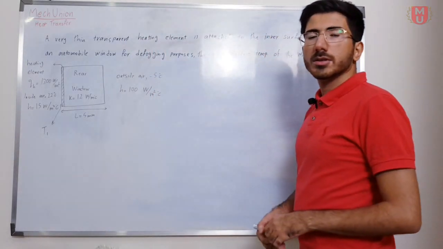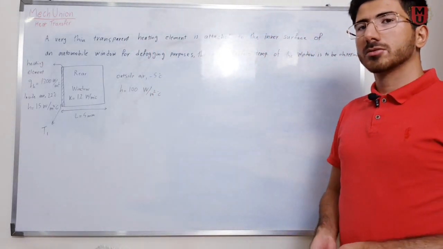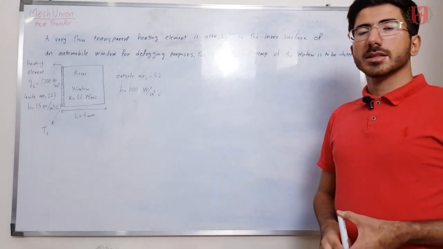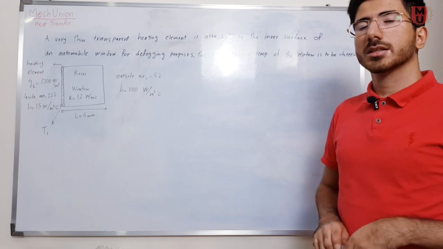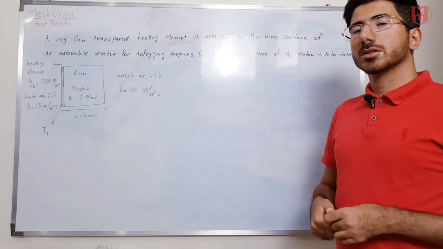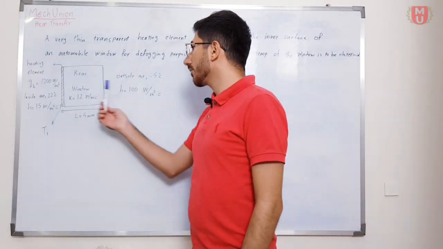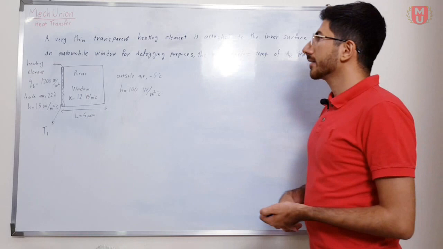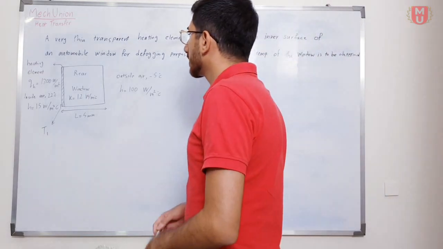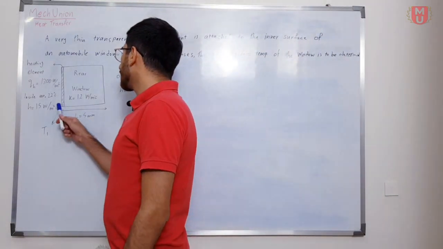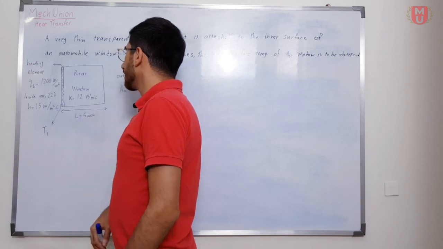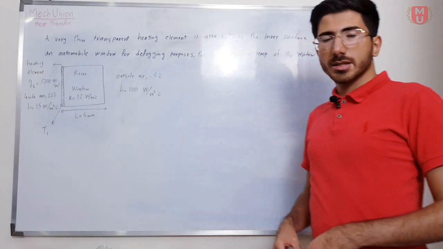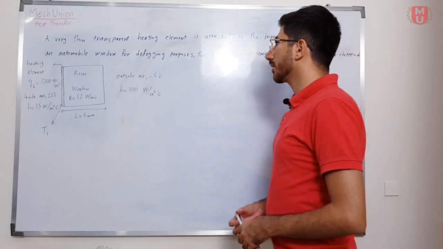Okay, we consider 5 assumptions to solve this question. First one is a steady state operating condition. Second one is one-dimensional heat transfer through the window, and thermal properties are constant, and the other one is that thermal resistance of heating element is negligible, and thermal resistance by radiation is also negligible.